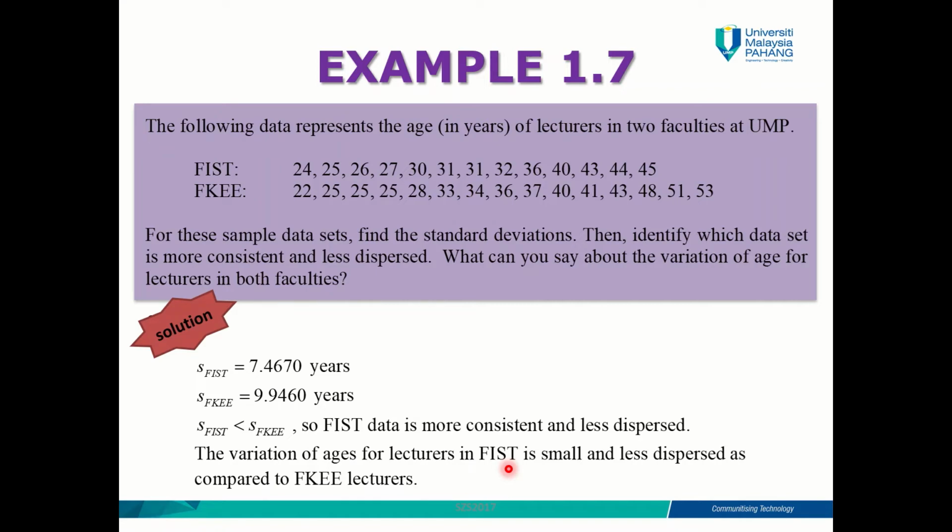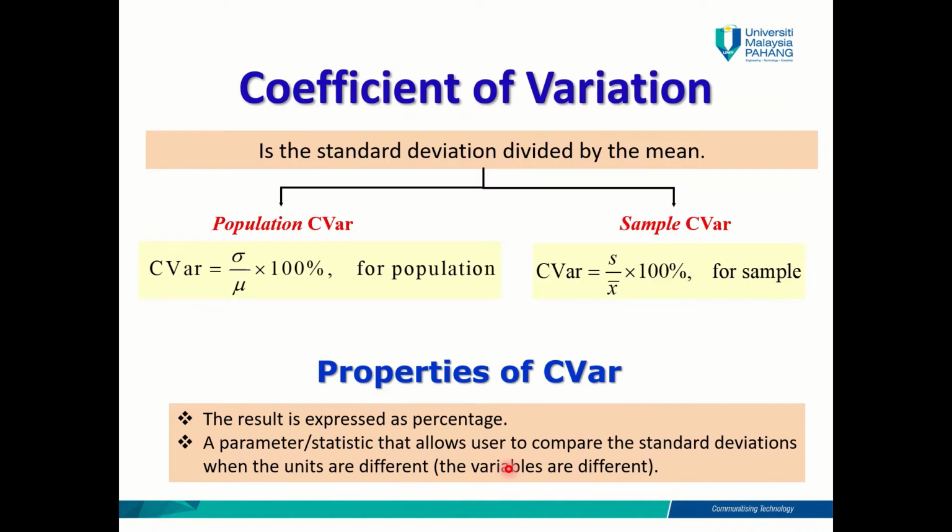Now we have one more measure of variation to discuss, which is the coefficient of variation. The formula is very simple. It's basically just the standard deviation divided by the mean and multiplied by 100%. If your data is from the whole population, this should be your formula. But if your data is from a sample, this should be the formula, but both are actually the same thing. It's just that they use different notation because this is a parameter and this is a statistic.